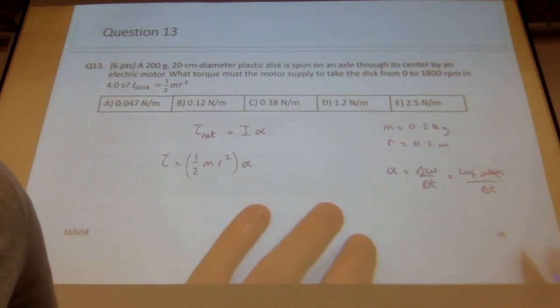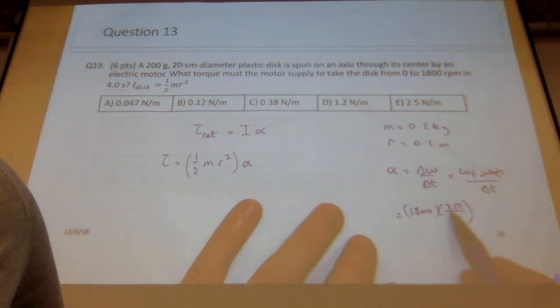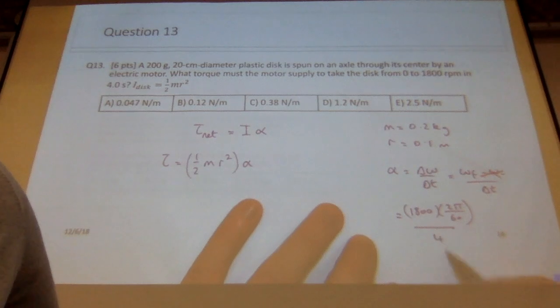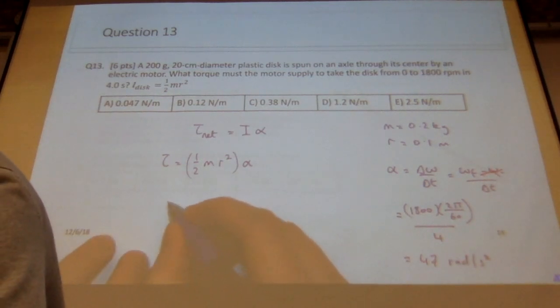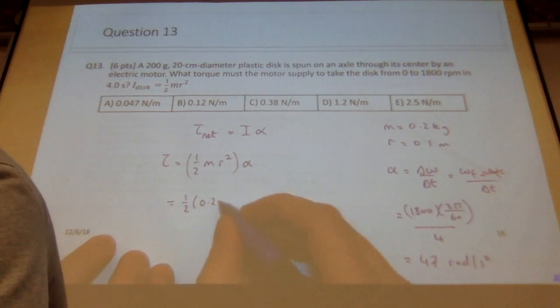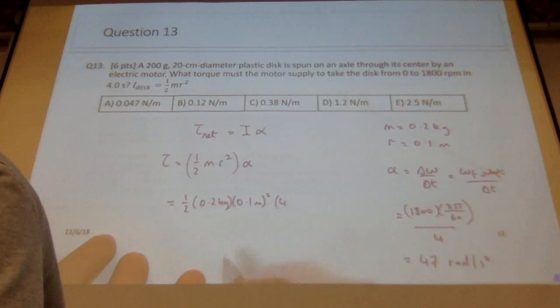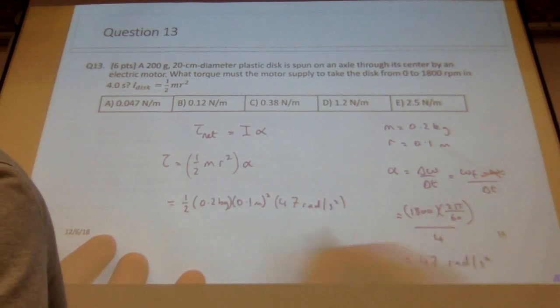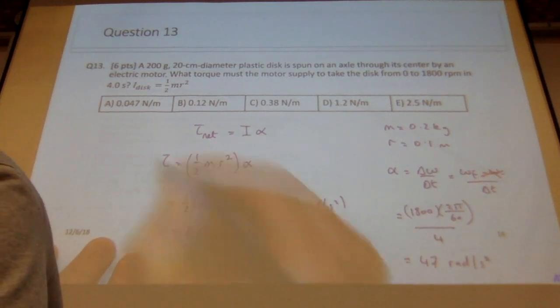You want this in rads per second squared though. So you want 1800 revolutions times 2 pi radians divided by 60. There are 60 seconds in a minute and 2 pi radians in every revolution. That all divided by 4 gives me 47 rads per second squared. So I would have 1/2 times 0.2 kg times 0.1 meters squared times 47 rads per second squared, which gives me a torque of 0.047 Newton meters. So A.